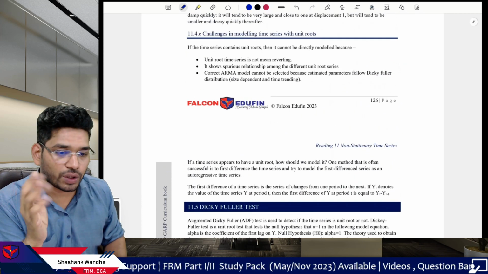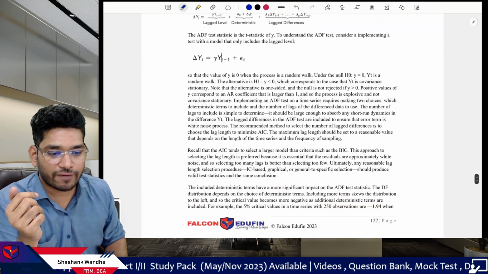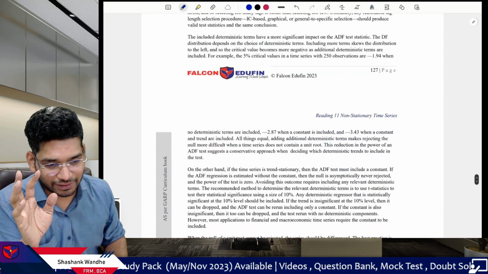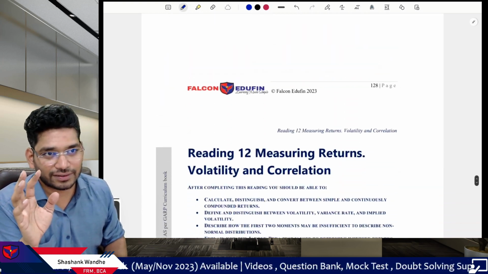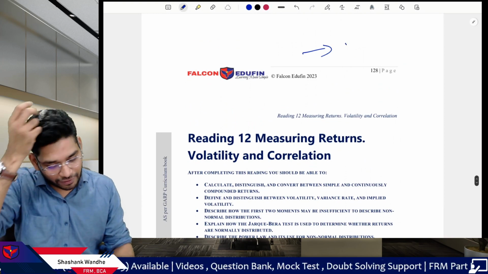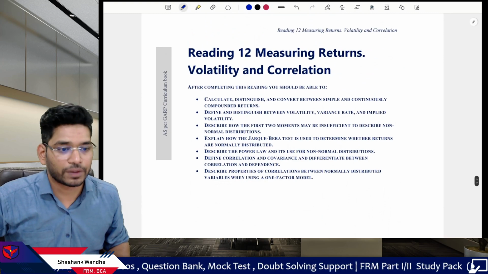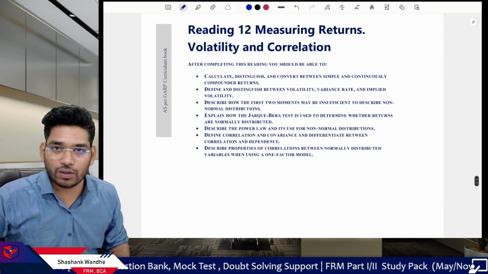And then again we have challenges modeling time series with unit root. All the bullet points are very important. And then we have the Dickey-Fuller test, DF test. Too much theory is written here, my bad. Because I wrote it here, we have the end of section 2, and again you have to appear for section test 2 here.